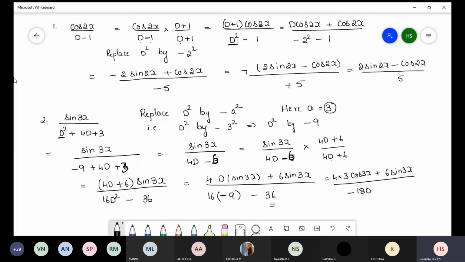So here 4 into 3, 12. Here 6 is there. So I take 6 as common from both the terms. So here 12 means 2 cos 3x plus sin 3x divided by minus 180. 6 ones are 6, 6 threes are 18. So here we get minus of 2 cos 3x plus sin 3x whole divided by 30.